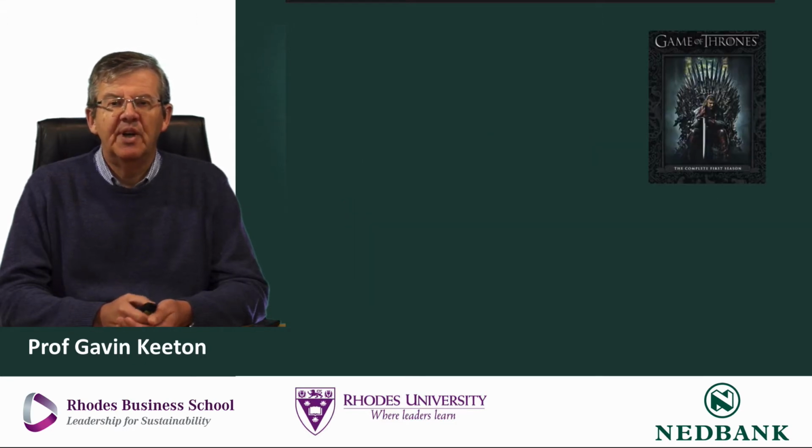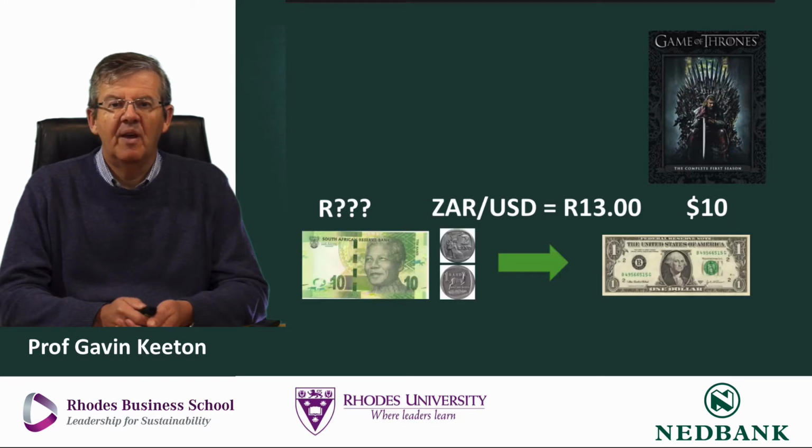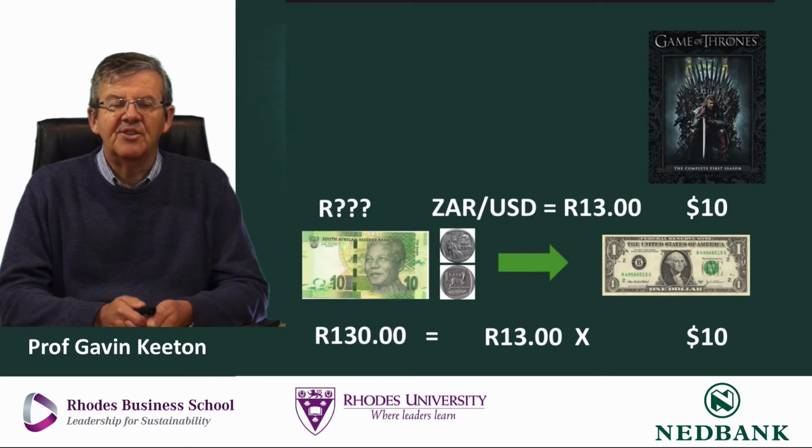So let's look at an example. You want to buy a DVD of a TV series and it costs you $10. The exchange rate is 13 rand to the dollar. And what you're interested in is how many rands it will cost you to buy that DVD. Well, for every dollar that you buy, you're going to have to pay 13 rand, because that is the current exchange rate. And you need to buy $10. So for each of those $10, you're going to pay 13 rand. And so you'll pay 130 rand to buy that DVD. And that's the price we're interested in. We're not interested in the $10. We earn rands. We want to know how much it costs in rands, the 130 rand.